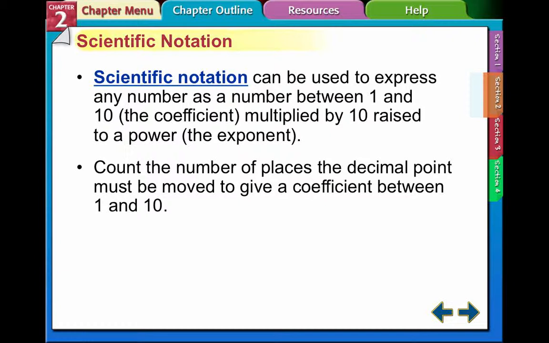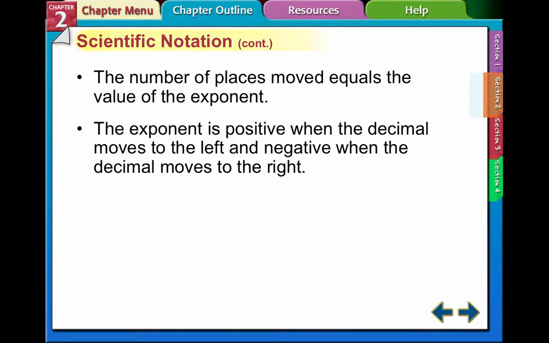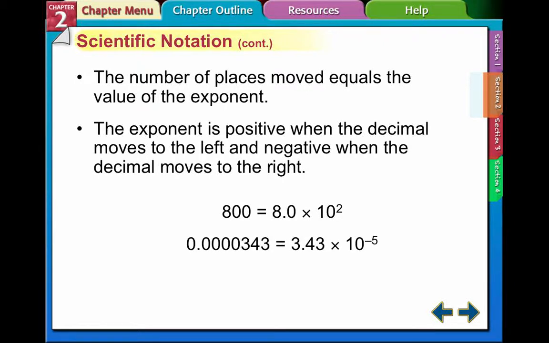To do this, you count the number of places the decimal point must be moved, and you give it a coefficient between 1 and 10. The number of places moved equals the value of the exponent. The exponent is positive when the decimal moves to the left and negative when the decimal moves to the right. So 800 would equal 8.0 times 10 to the second. Here's another example. When the exponent is negative, the number is less than 1, and when it is positive, the number is greater than 1.